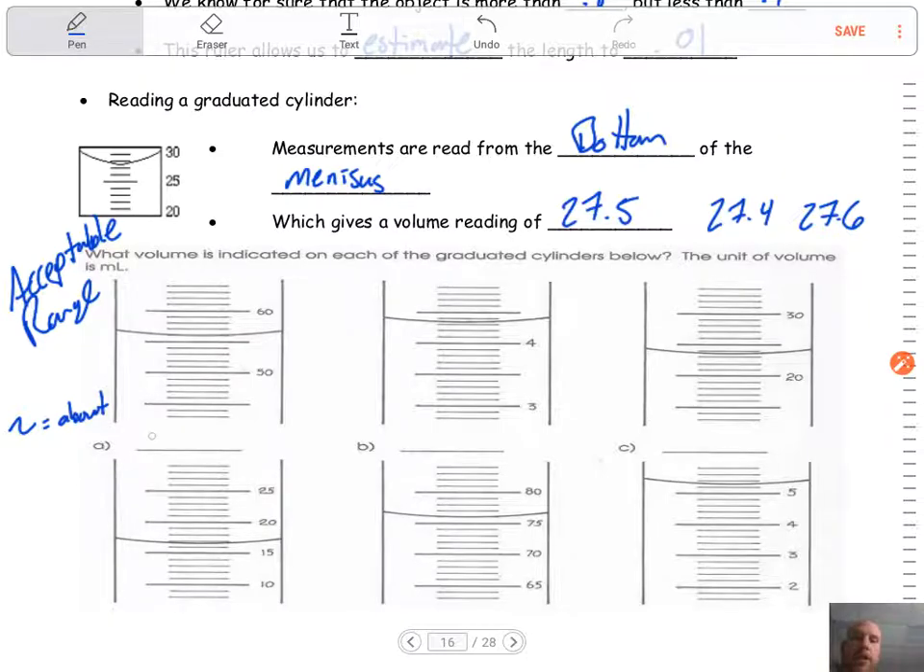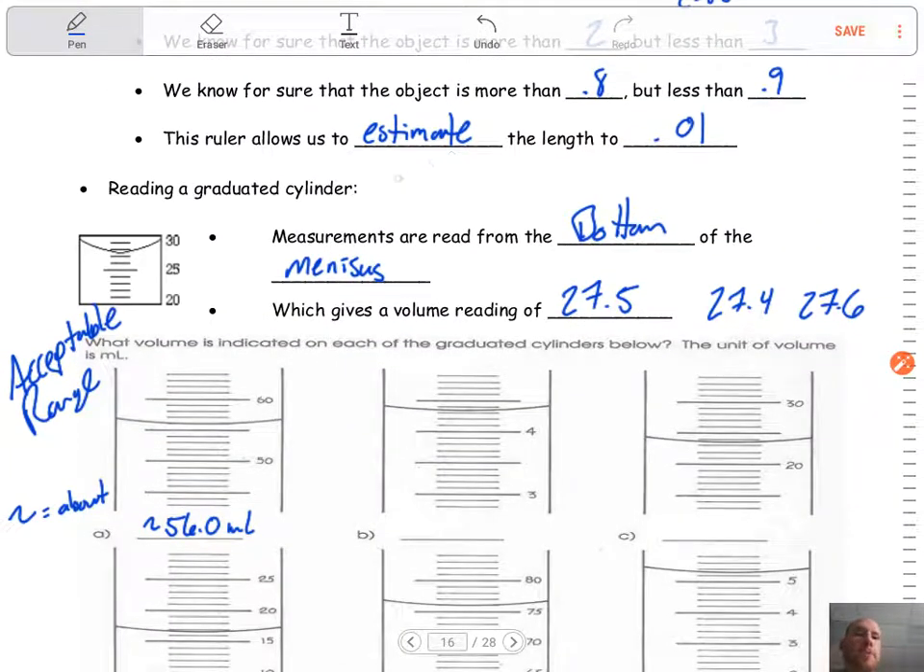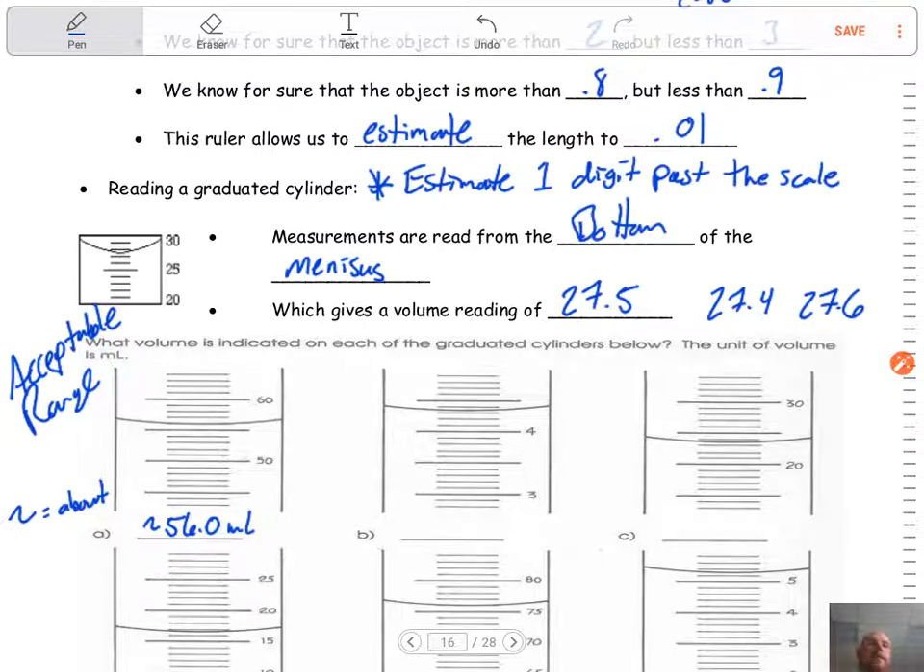So in A, you should have about 56.0 milliliters. If you wrote 56 on the dot, you would be incorrect because the lines in our scale read to the ones place. You need to estimate 1 past whatever the scale says. So I'm going to write this as a rule of thumb up here: estimate 1 digit past the scale. Okay, estimate 1 digit past the scale, and that's something that I will be looking for throughout the year.